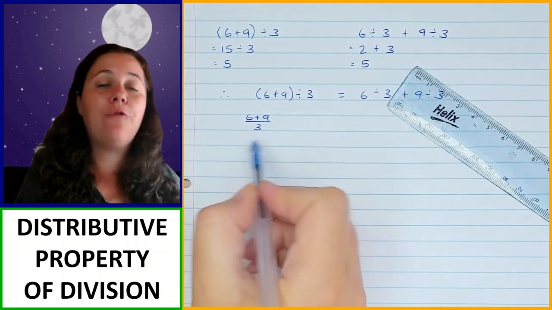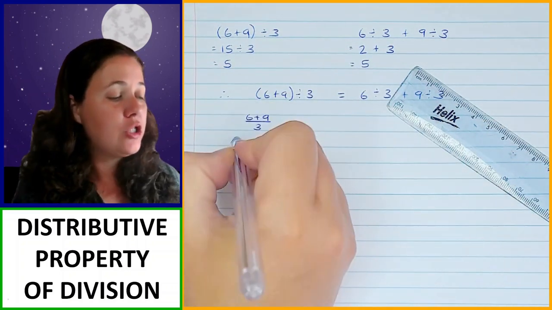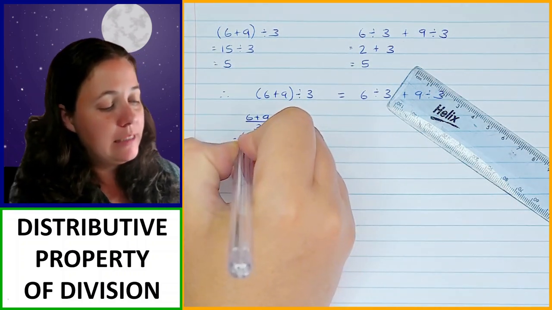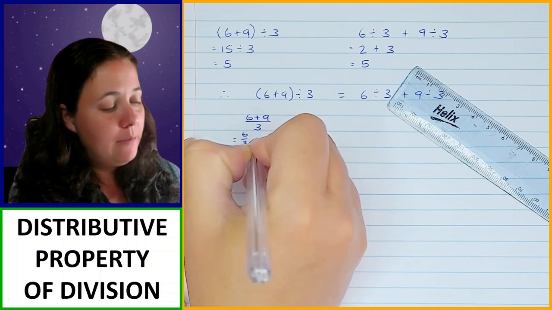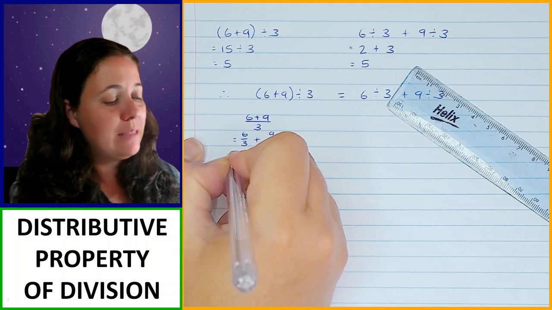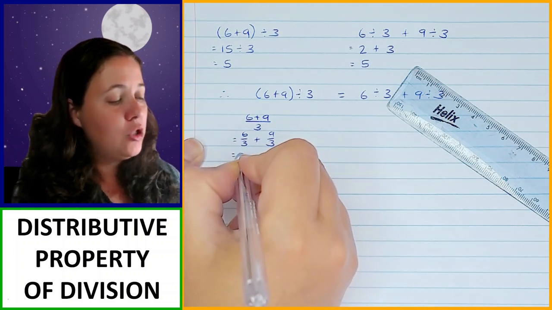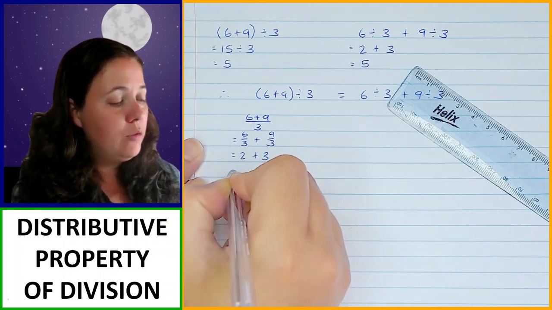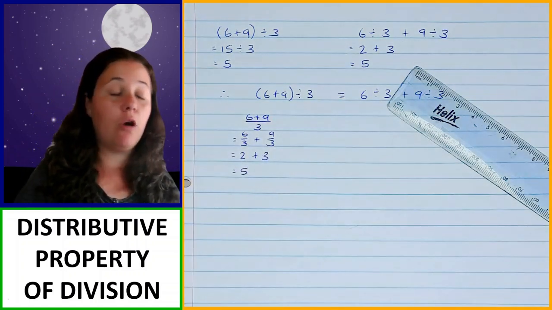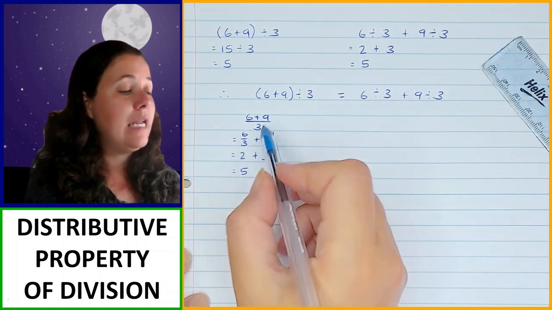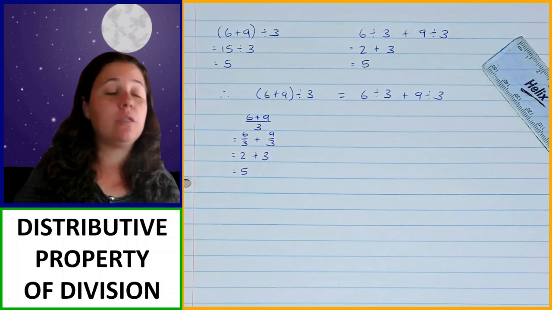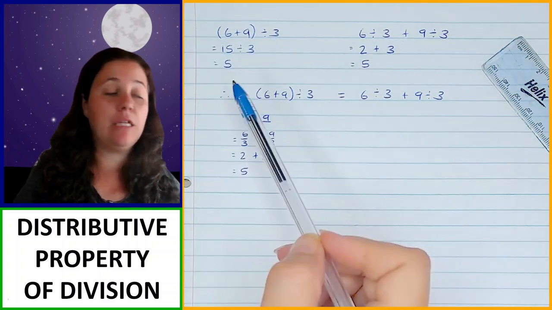Okay, remember, a fraction is the same as division. So I could have written it like this, 6 plus 9 divided by 3, and then split it up separately, 6 divided by 3 plus 9 divided by 3, or 6 over 3 plus 9 over 3, and then simplified each fraction separately. That gives me 2 plus 3, which gives me 5. Okay, remember, division and fractions, they are the same. Okay, now in this example over here, with numbers, I could just add them first and then divide.